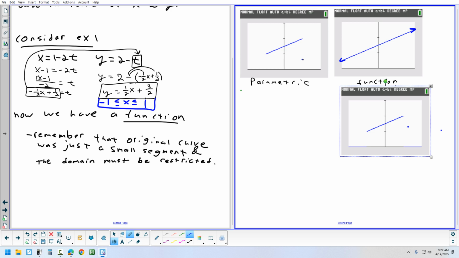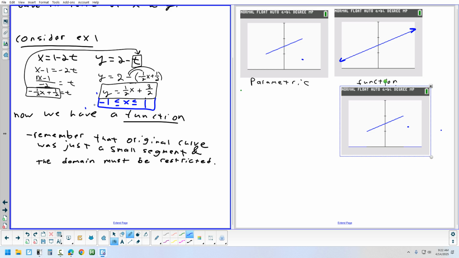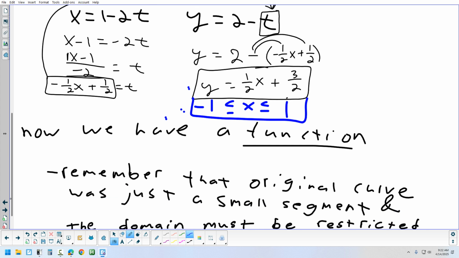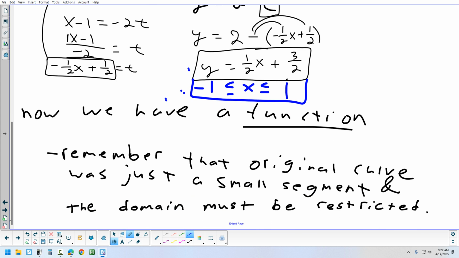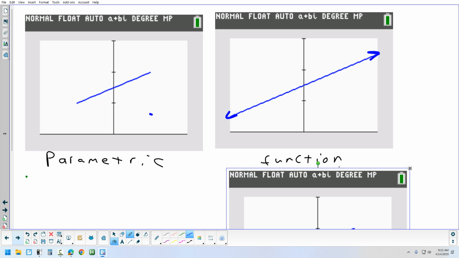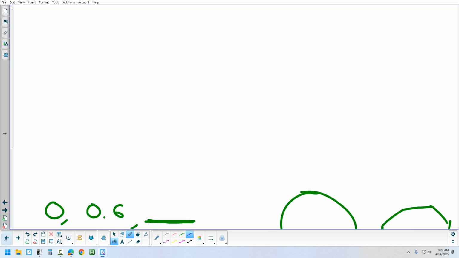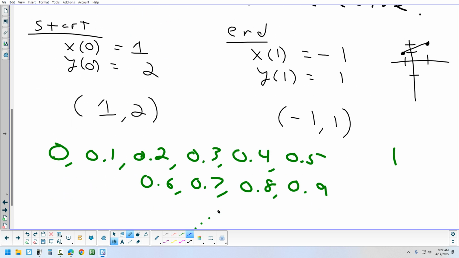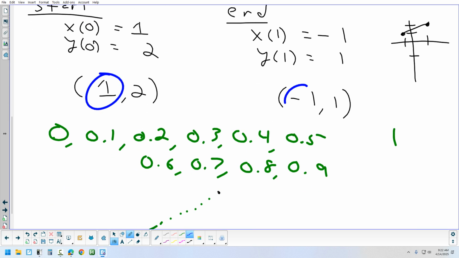First, make sure you give me the formula, and then second, make sure you give me the restriction on that formula. It's like a skateboard route. Okay. Any questions on that one? Yeah? Can you go over again how you got the restriction? So the restriction I got by looking, when we did it parametrically, I knew my start point and my end point was at -1 and +1. And that's as far left and right as it went.